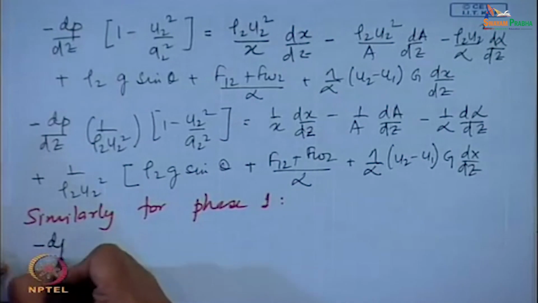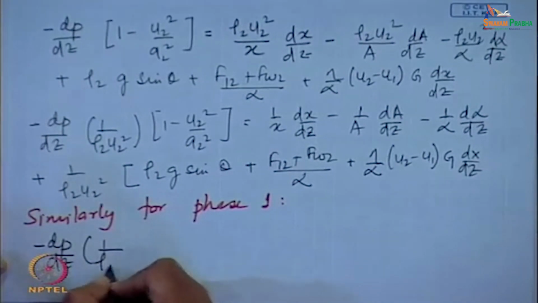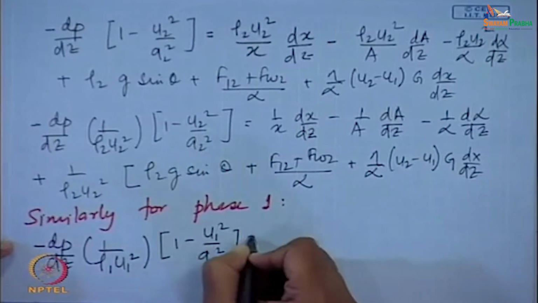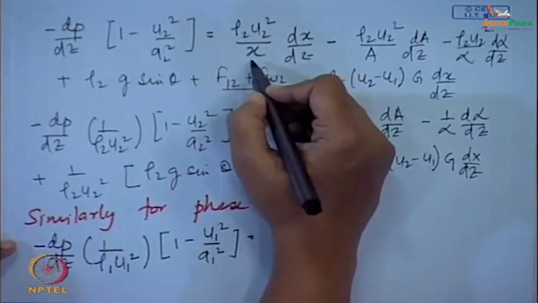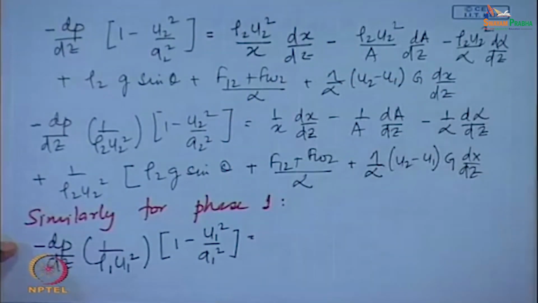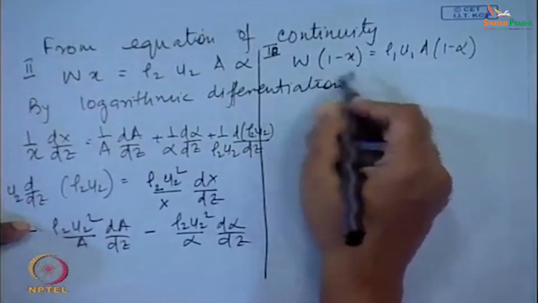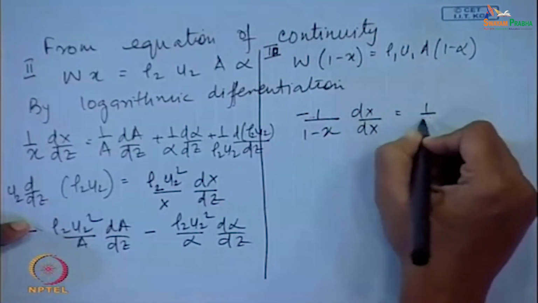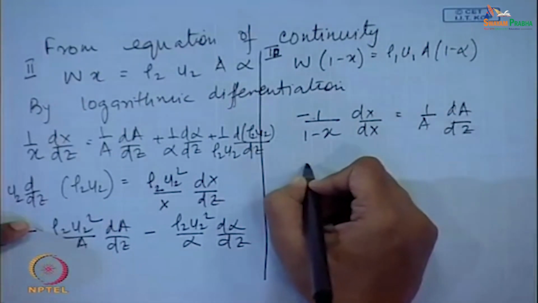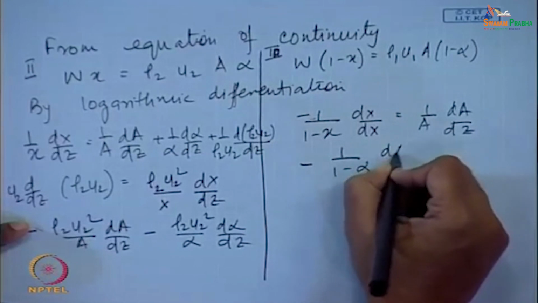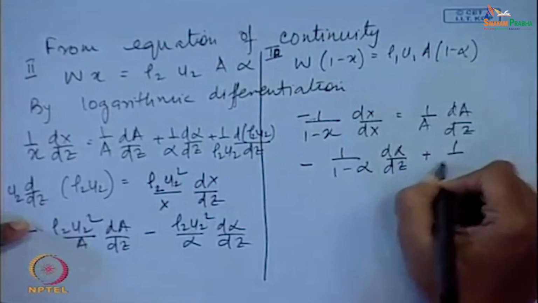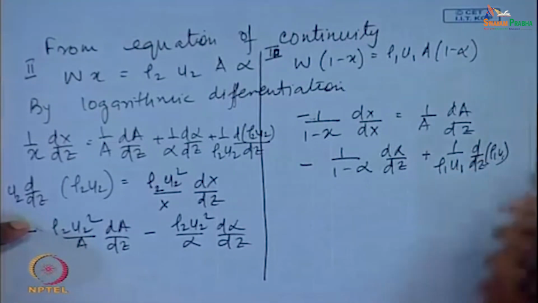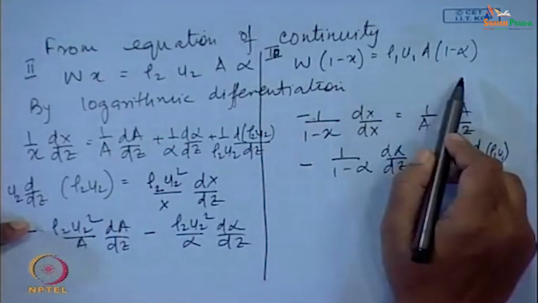Same thing we get: minus dp/dz is 1 by rho 1 u1 square times (1 minus u1 square by a1). Now, in this particular case it was 1 by 1 minus x, so therefore it is minus dx/dz, is it not. This will be 1 by A dA/dz, again minus 1 by (1 minus alpha) d alpha/dz, if you remember, again plus 1 by rho 1 u1 d/dz of rho 1 u1. Remember these things? Just instead of this equation of continuity, I am taking this particular equation of continuity.